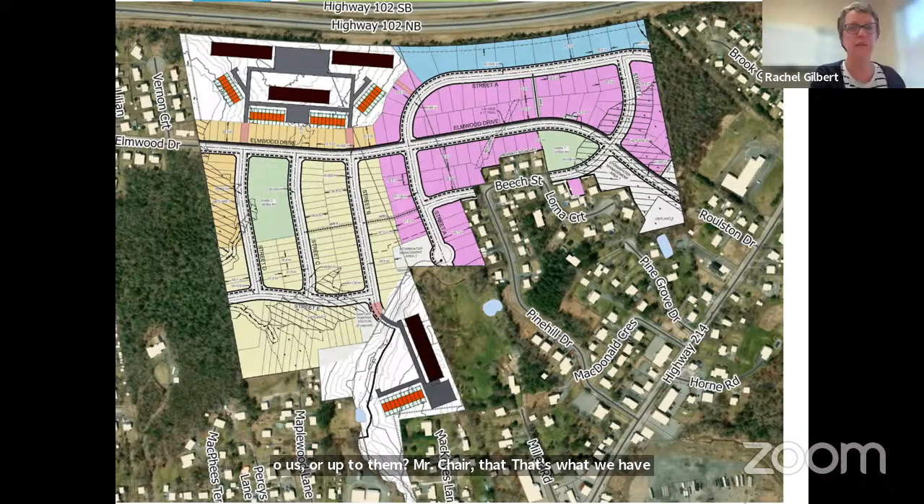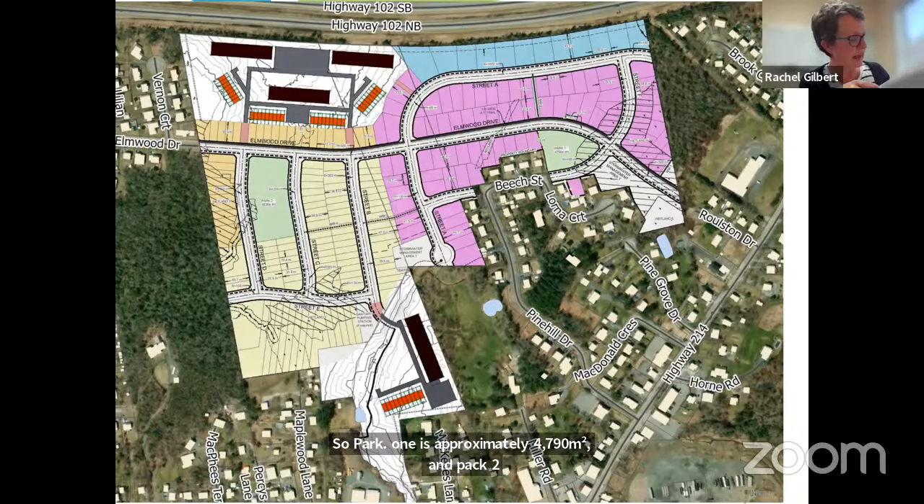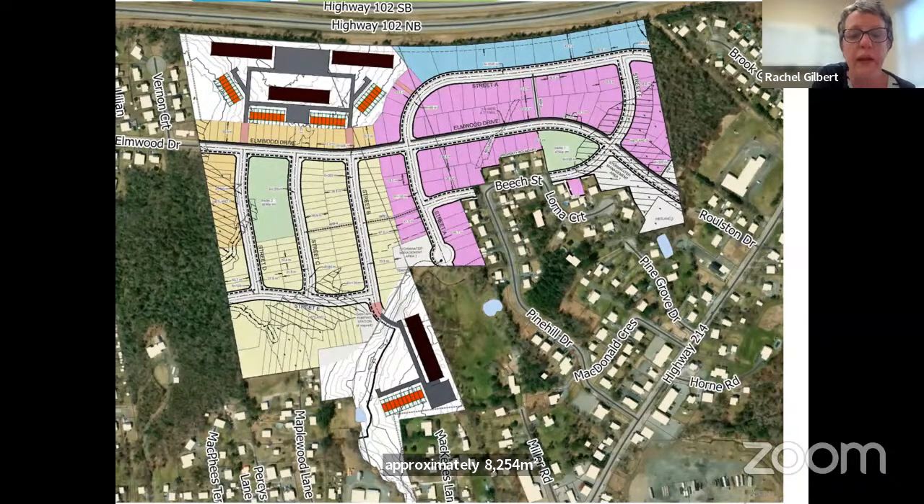The open space areas, I can give you the size of them. Park 1 is approximately 4,790 square meters. And Park 2 is approximately 8,254 square meters. So 2 really nice sized park areas. That's what staff had negotiated with the developer. We felt that was what met the needs of the community.